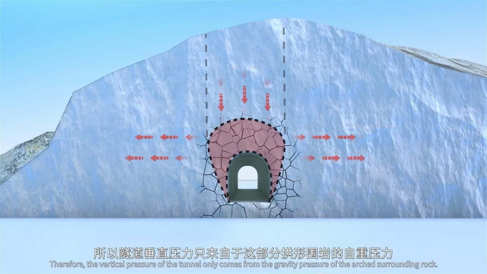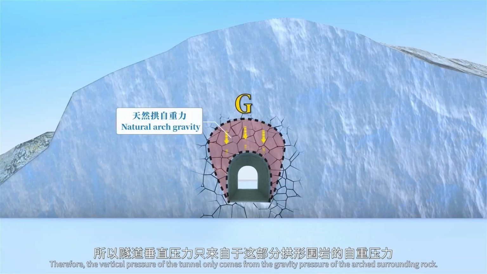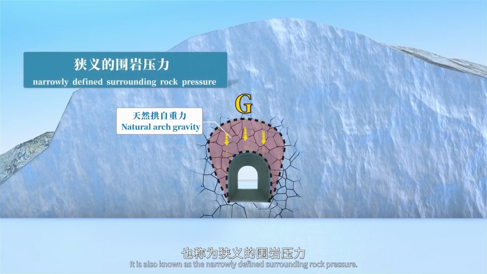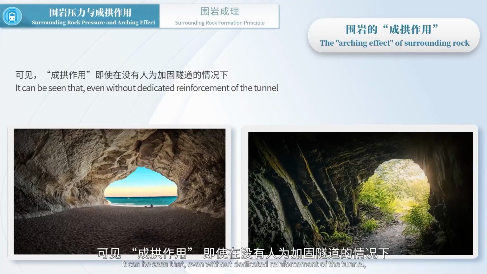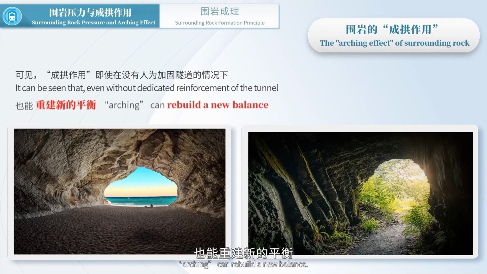Therefore, the vertical pressure of the tunnel only comes from the gravity pressure of the arched surrounding rock. It is also known as the narrowly defined surrounding rock pressure. It can be seen that, even without dedicated reinforcement of the tunnel, arching can rebuild a new balance.